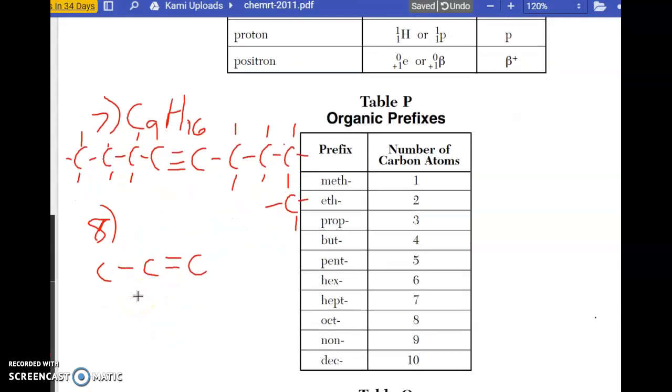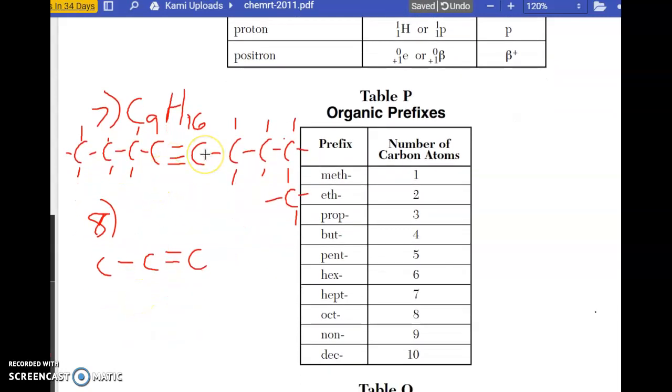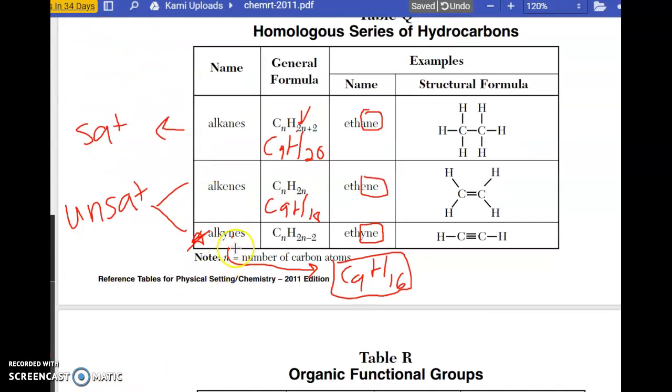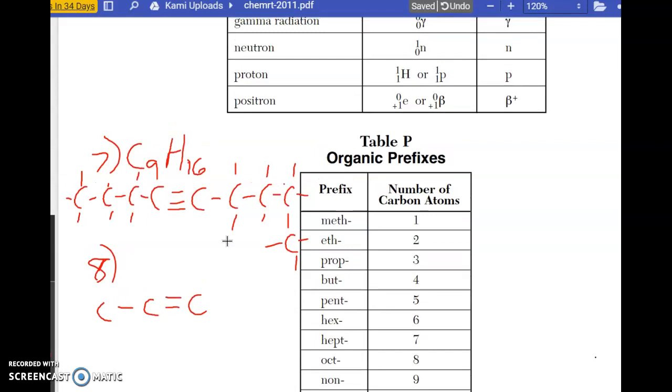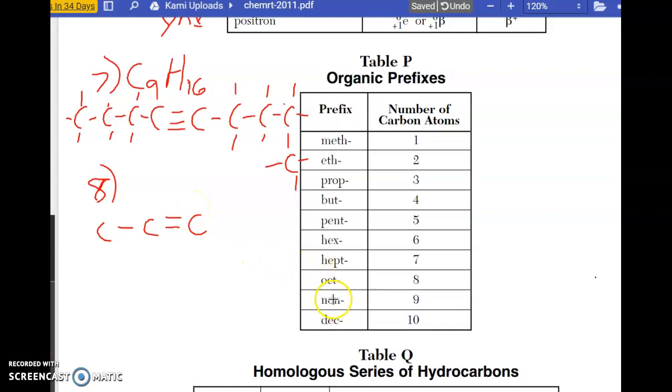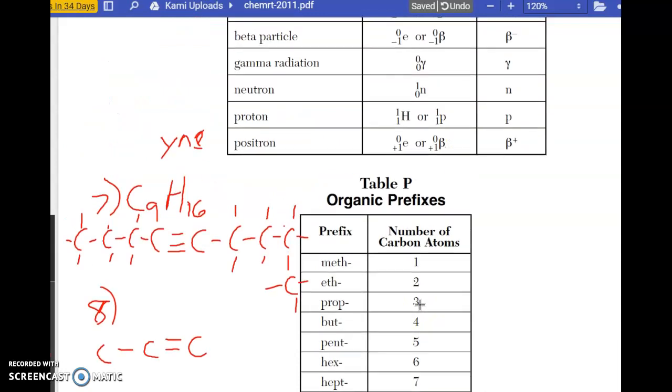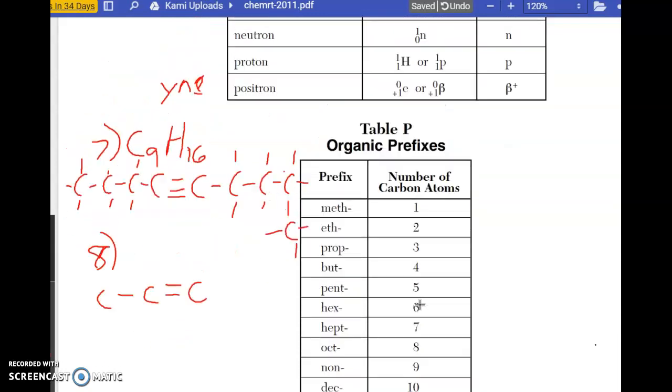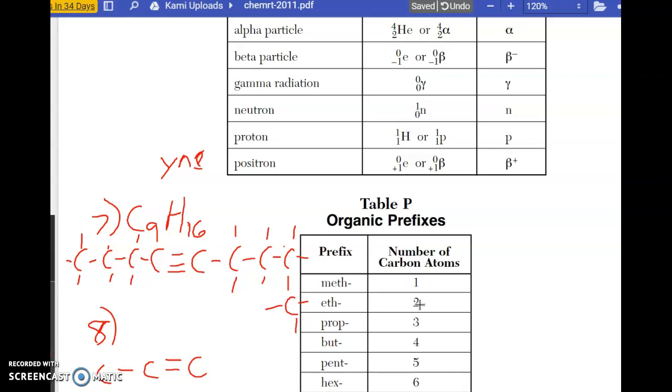Alright, let's name it. So we know already that it is an alkyne, so the ending is going to be -yne. I know this is retro, doing it backwards, but let's just write the ending because we figured that already. And we know that it has 9 carbons, so it's going to be nonyne. That is the weirdest name, but that is what it's called.